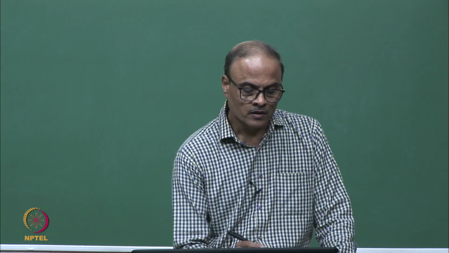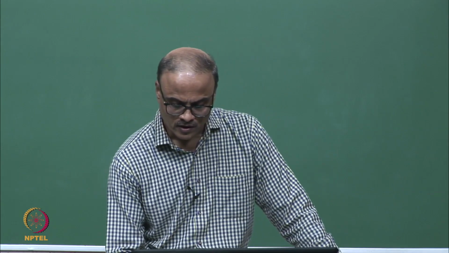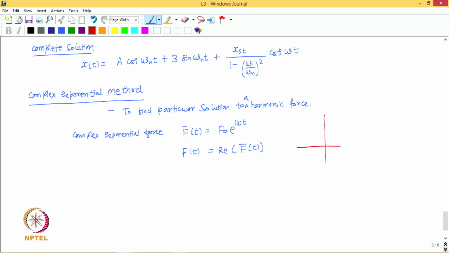So before we proceed further, let us also try to see what this complex exponential force is. I can show this on a complex plane, where I show the imaginary part of the force on the y axis and the real part of the force on the x axis. Now you can see this complex exponential force can be shown like a vector, F naught e to the power i omega t. And because t is continuously changing, it is like a rotating vector. So this F bar t can be shown by a rotating vector.